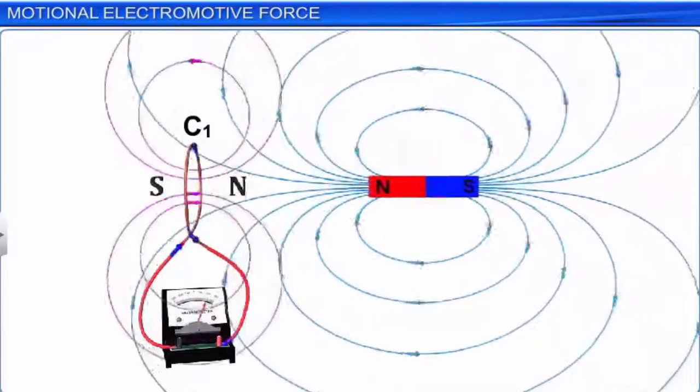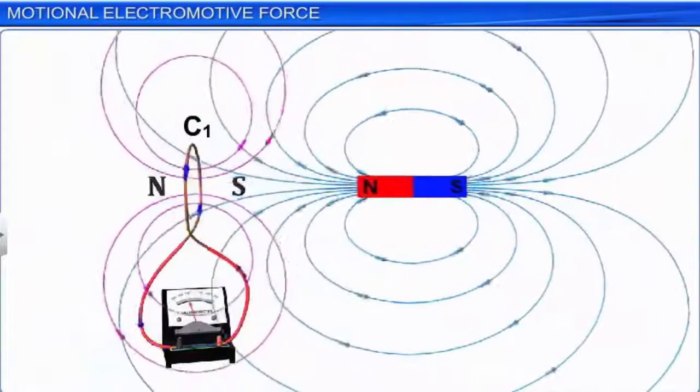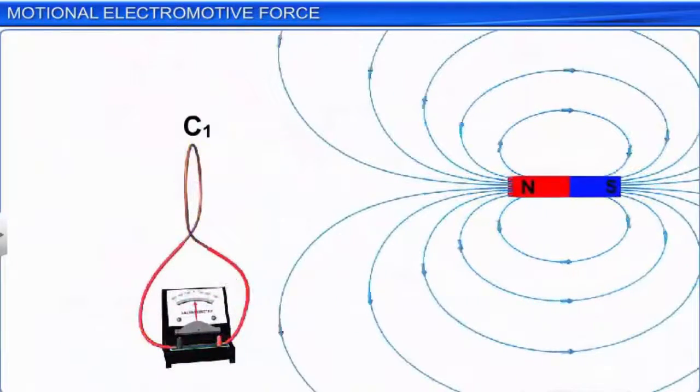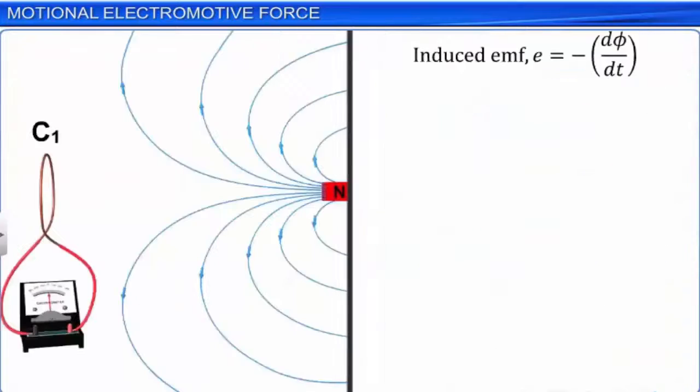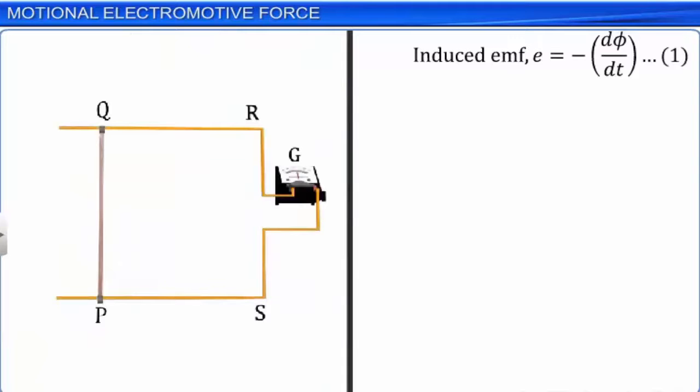We have studied about induced EMF in a circuit due to the rate of change of magnetic flux through the circuit. This happens due to the relative motion between the coil C1 and the bar magnet. We know that the induced EMF E is equal to minus d phi by dt, where d phi by dt is the time rate of change of the magnetic flux and the minus sign is in accordance with Lenz's law. Let this be equation 1. Now let us study about induced EMF produced due to the motion of a conductor in a magnetic field.